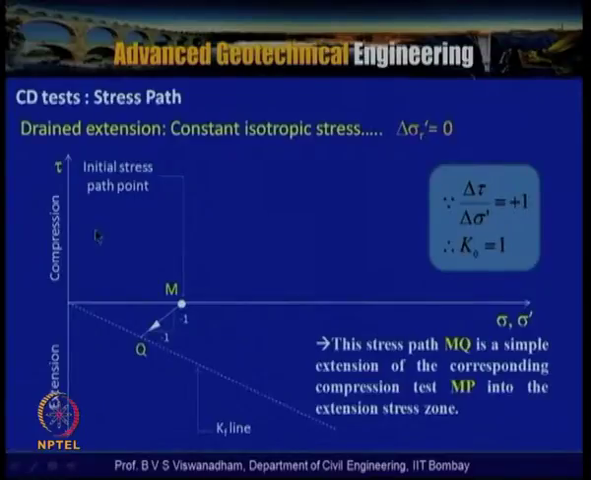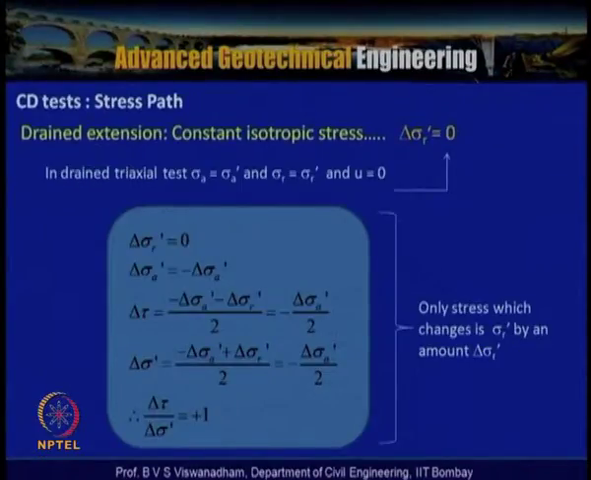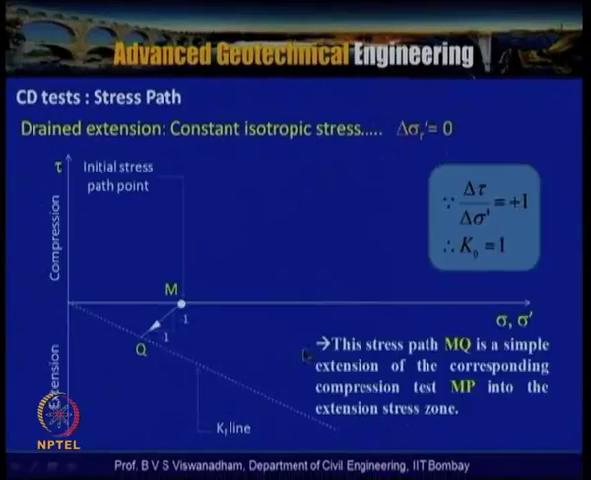So if you look into this here, delta tau is equal to minus, and delta sigma dash is also minus. So the stress path MQ is a simple extension of the corresponding compression test MP into the extension stress zone. Here delta tau by delta sigma dash is positive, but they have one minus one vertical, minus one horizontal, towards the extension side. So MQ is the simple extension of the corresponding compression test MP into the extension stress zone.